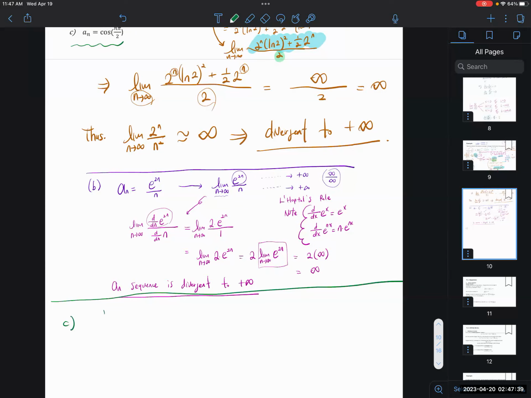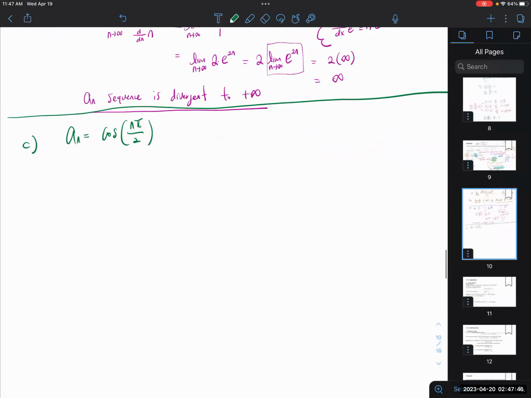We do have cosine n pi over 2, right? So let's check whether it is convergent or divergent. So we're going to take the limit. So n pi over 2, right? Oh, actually, I'm missing cosine. My bad. So there's a cosine, right? That's the function. That's your given a_n. And check it out. This is a cosine function.